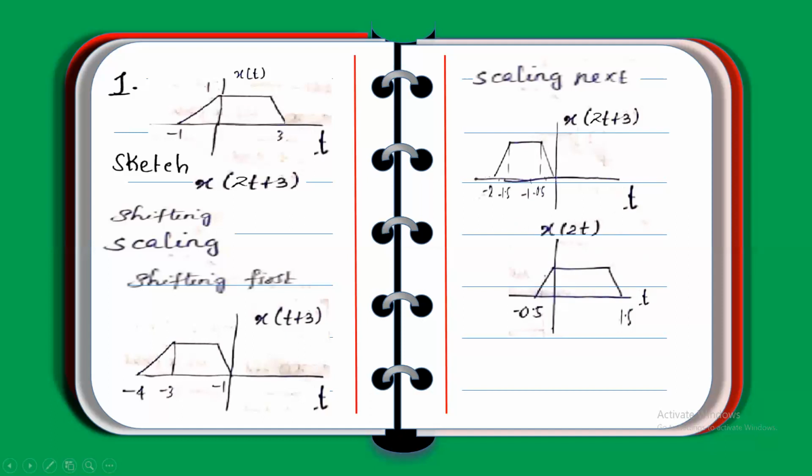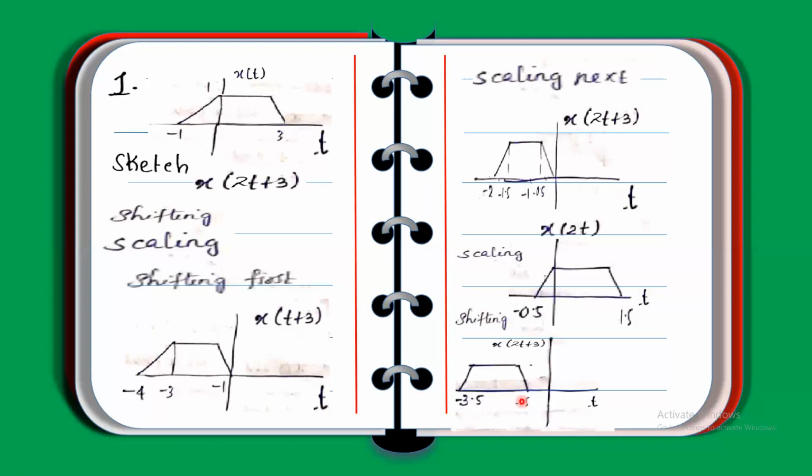Now, let us shift this resulting signal x of 2t into x of 2t plus 3 by shifting 3 units towards left. This minus 0.5 will reach to minus 3.5. 1.5 will reach to minus 1.5. This is the resulting signal.